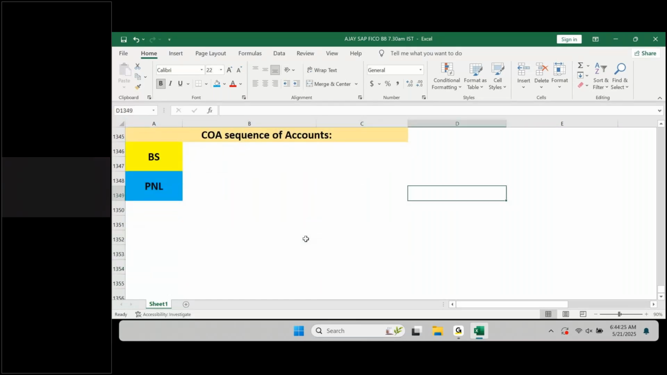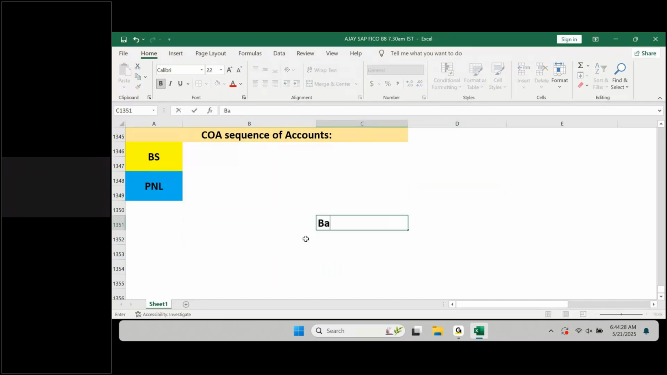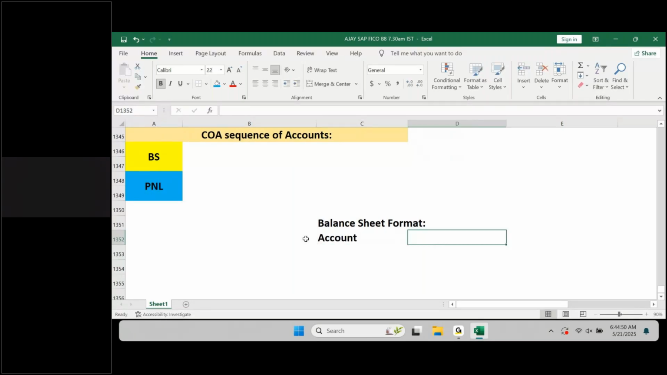If I write, for example, balance sheet format. In my balance sheet format, can I prepare my balance sheet in a single format or are there two formats for it? There are two formats. One is account, another one is statement.